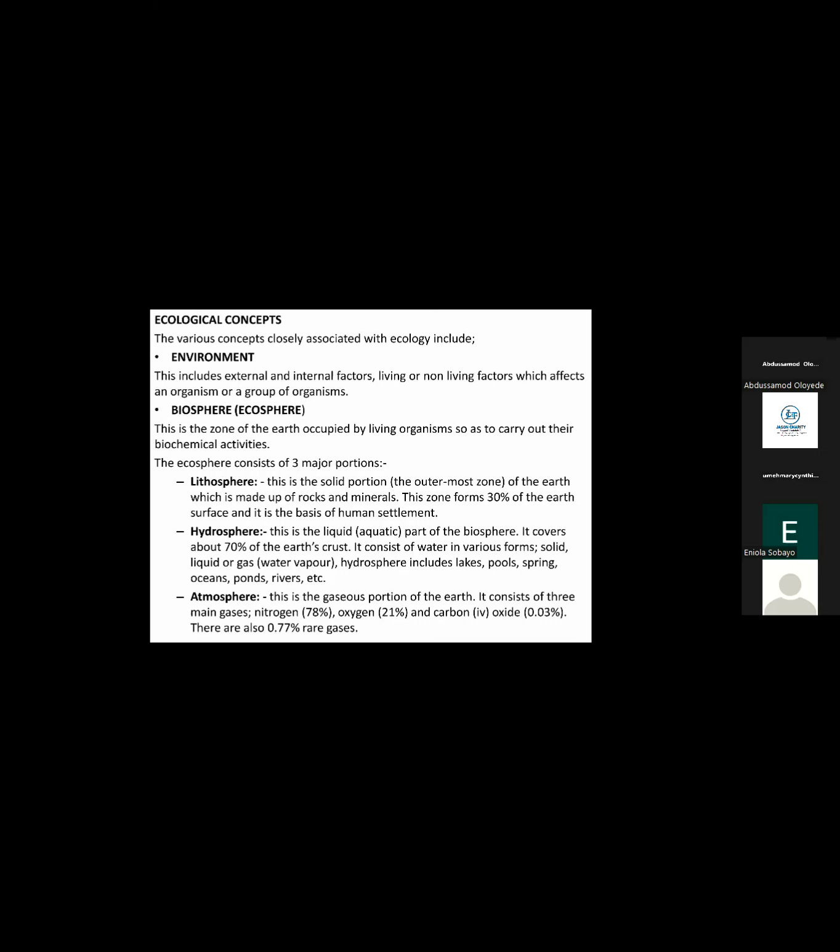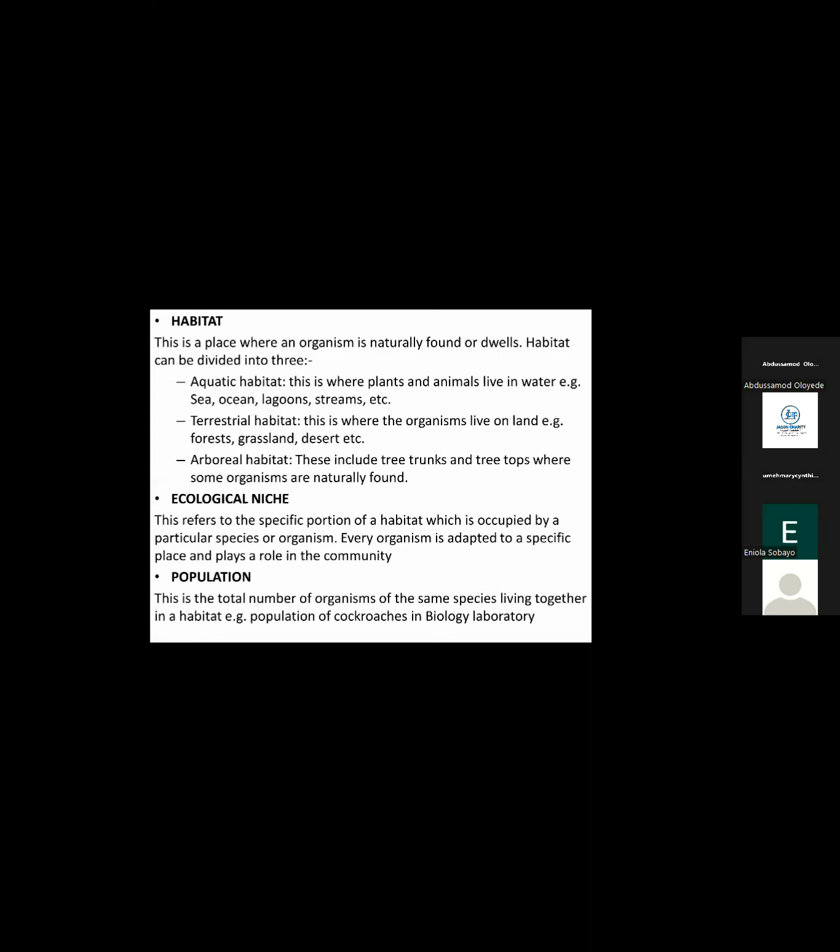Now, lithosphere. So lithos means rock or let's say sand. Now, lithosphere comprises the solid portion of the Earth. That is that part of Earth that contains solid portion. And the solid portion we're actually talking about here is sand, substances like sand, like rocks, like the Himalayas. All of these are rocks. So these are the solid portion of the Earth. It's the Earth surface, and it's the basis of human settlement. So that is about the biosphere.